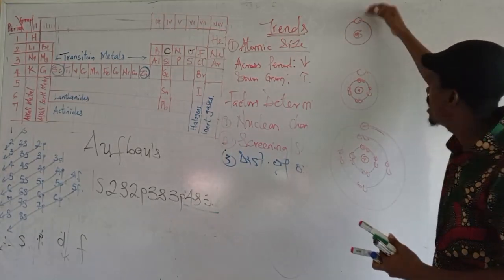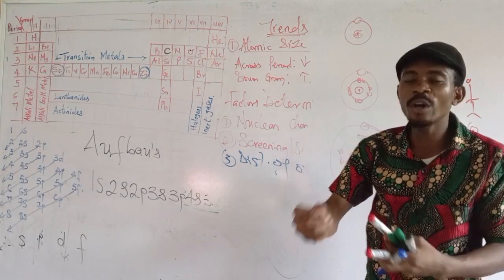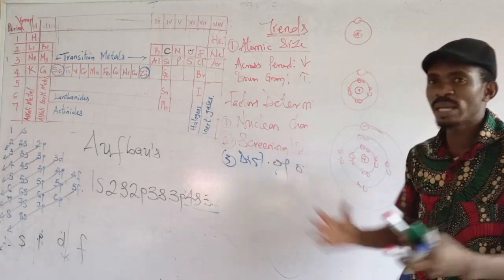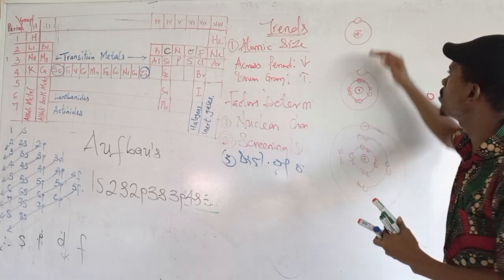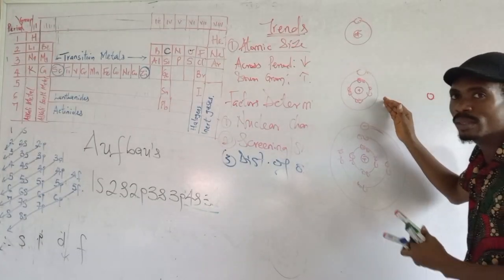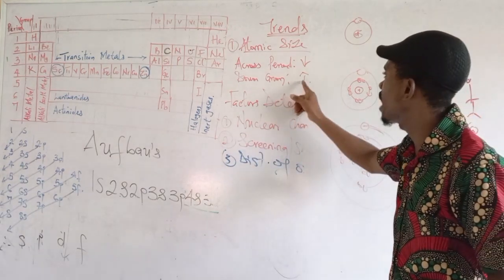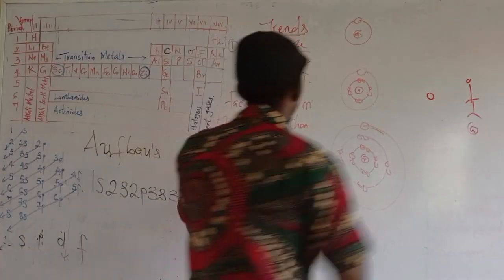Because of that screening effect, the nuclear attractive force is not really that predominant or effective in pulling them together. So as more and more shells are being added progressively down the group, there will be an increase in the atomic size, as we have just depicted on the board. Okay.